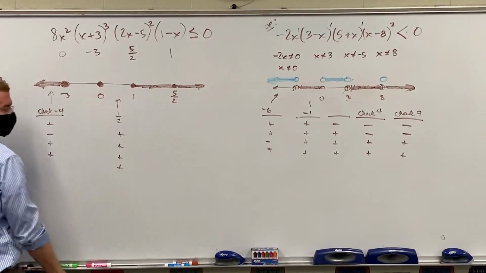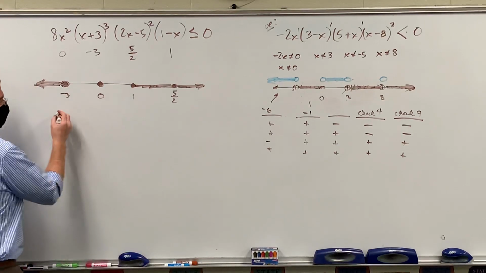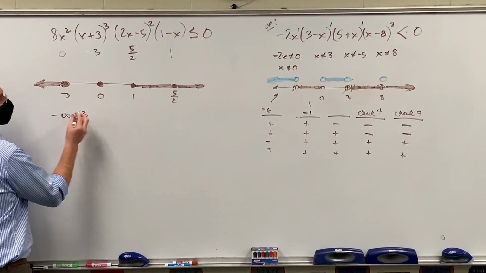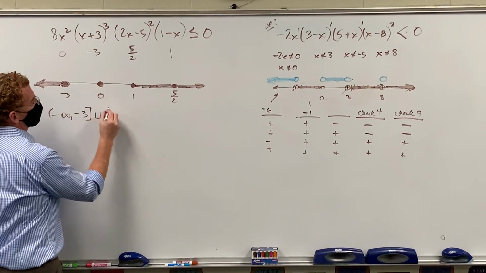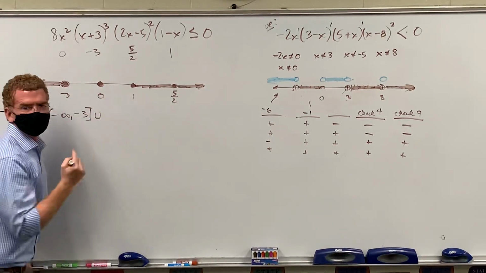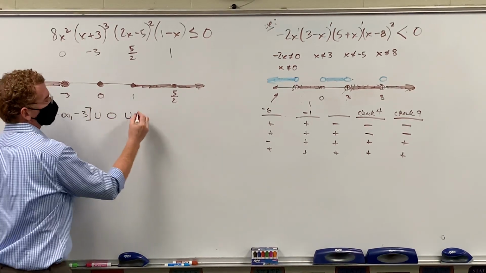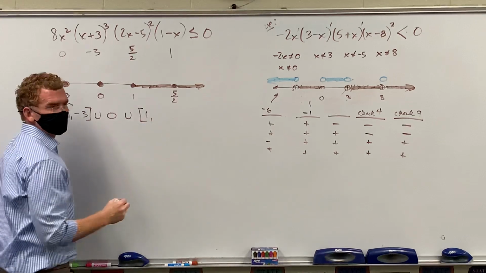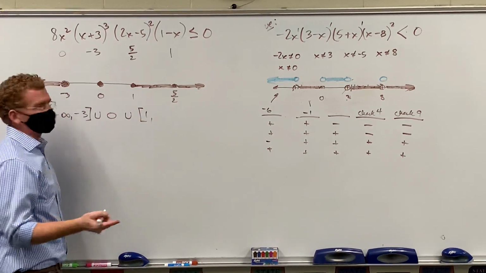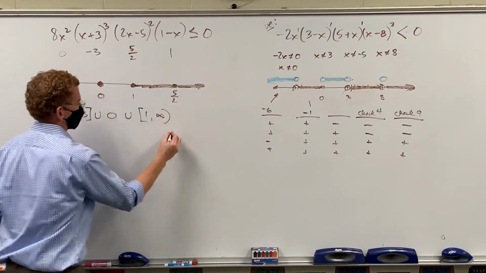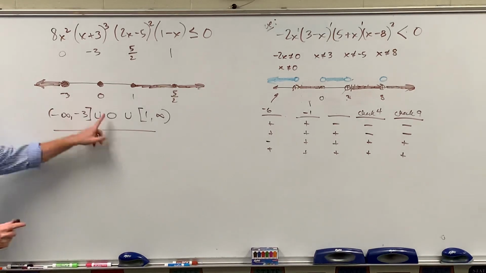So what would be my final solution here? From negative infinity to negative 3 with a bracket on the negative 3, union with 0. Now, don't go 0 to 0 with brackets, it's just the number 0. Union with 1 with bracket, 1 to infinity. If it goes right through the 5/2, do I need to break it up there? Nah, so go all the way through. But if it's just a point, then just write the value down.